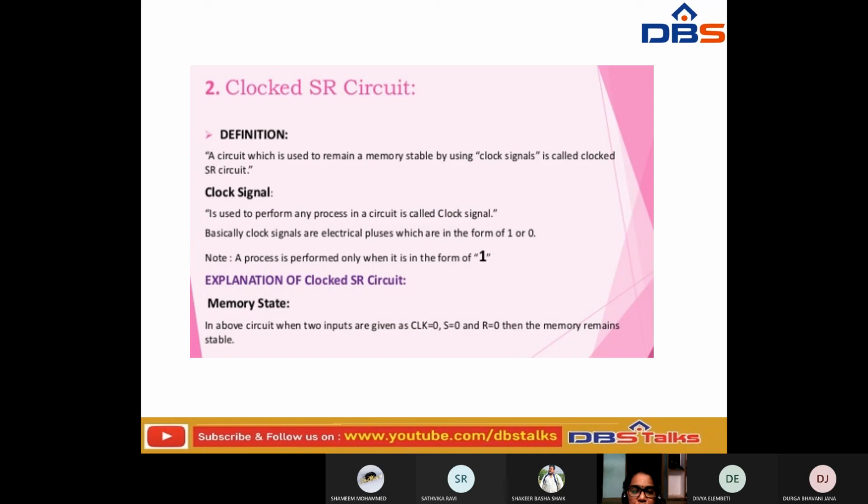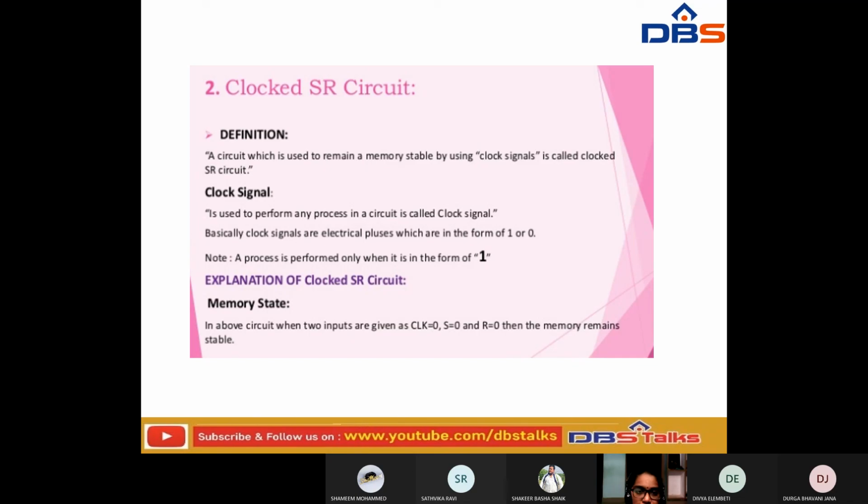Then what is a clock signal? Now let us see what is a clock signal. A clock signal is used to perform any process in a circuit. That we can say is a clock signal.